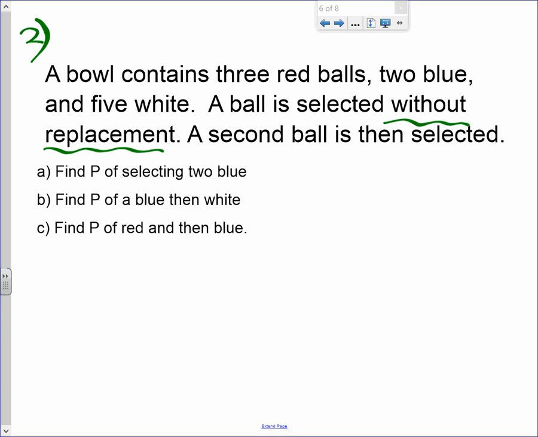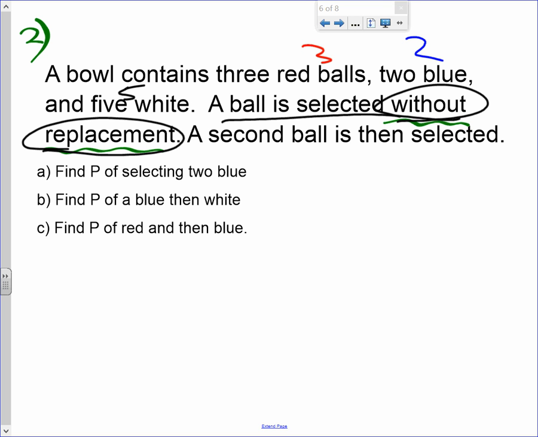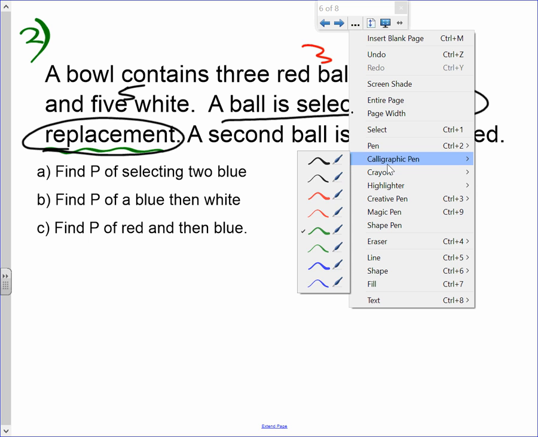Let's see, a bowl contains 3 red balls, 2 blue, and 5 white. Okay, so 10 of them total. Let's find the probability of selecting 2 blue. Notice how a ball is selected without replacement. This is the key word right here, without replacing it. That gives it away that we're dealing with dependent events. The second ball that I pick is influenced by the first ball I picked because the sample space is now reduced. Let's do it. So we'll do A first. Here we go.